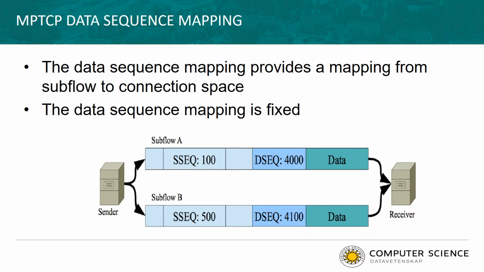So the design for MPTCP in how to manage the sequence number space is very much influenced by its need to go through all the different middle boxes that you may encounter on an internet path.